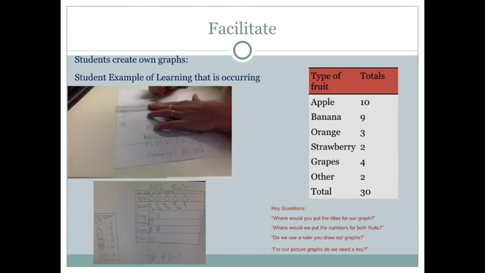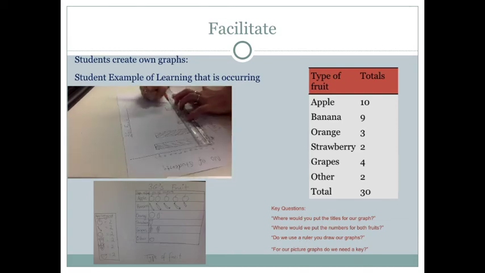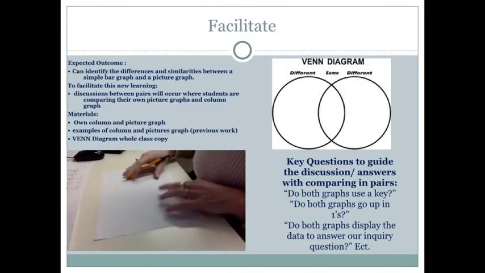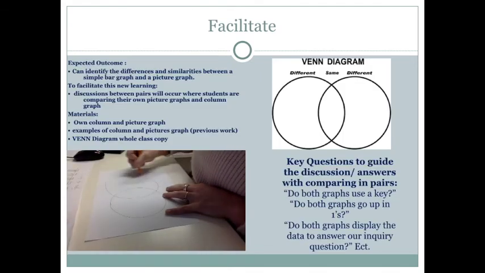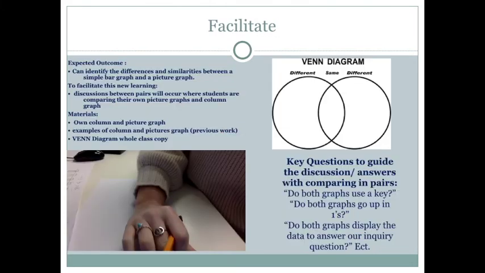The video shown will be the end result the teacher will be looking for, a simple column graph. This next part is where the new learning is occurring. In pairs, students will have to think, pair and share what they think the differences and the similarities are between the two graphs. The teacher will ask key questions to drive the learning.